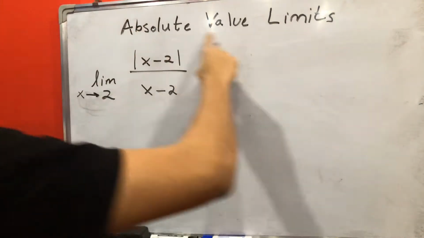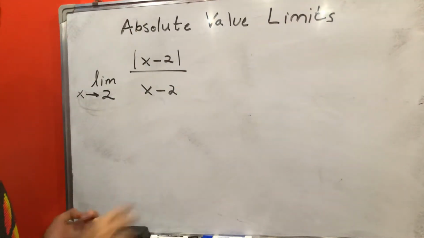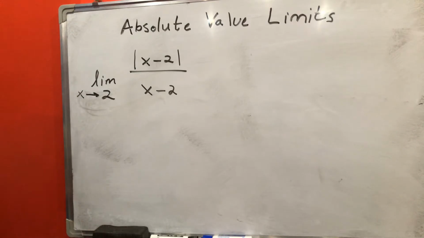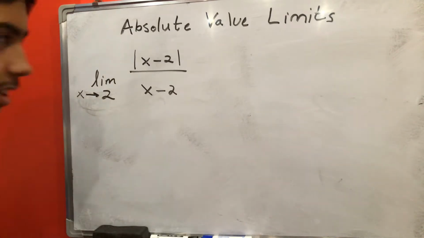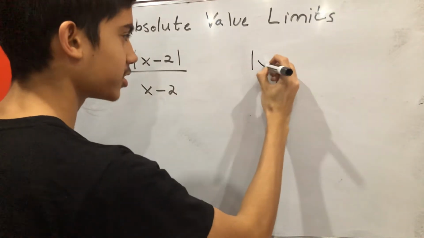So for absolute value limits, we have to just write out the definition of what it means to be absolute value. So you have an example here, like if we plug in 2, we get 2 minus 2 is 0, and that's already bad. So let's see the definition of absolute value.